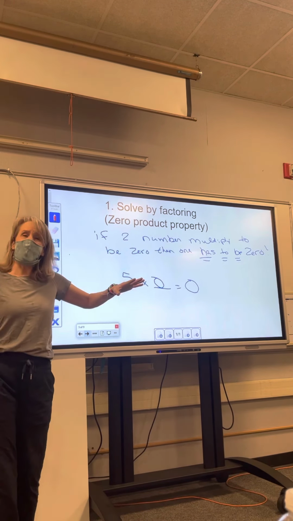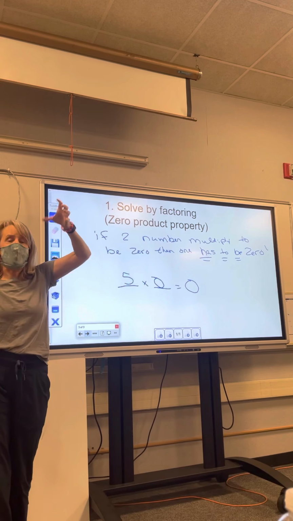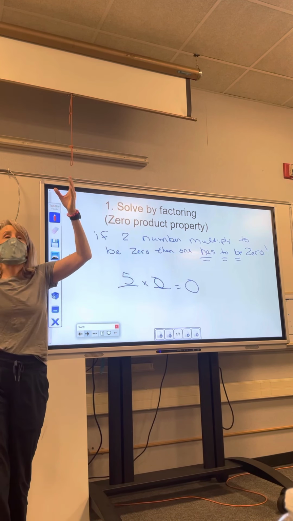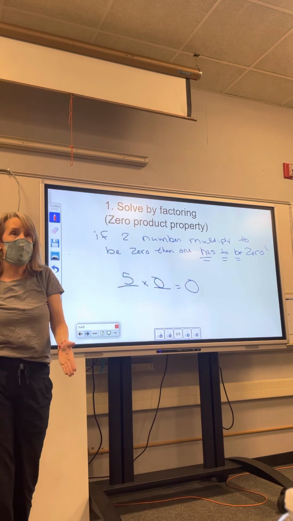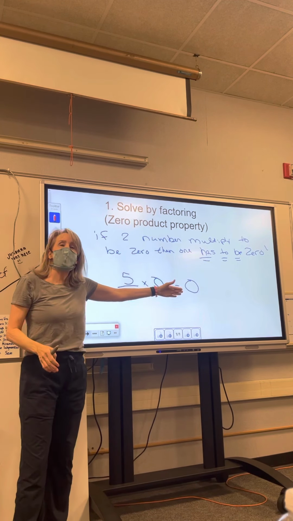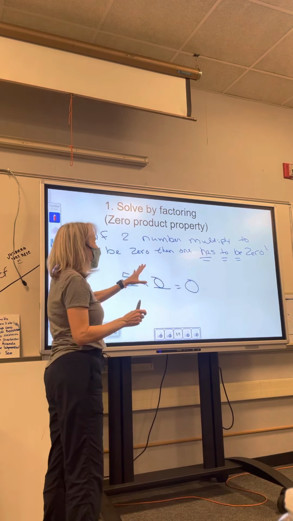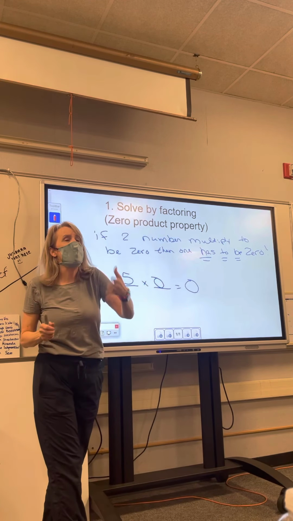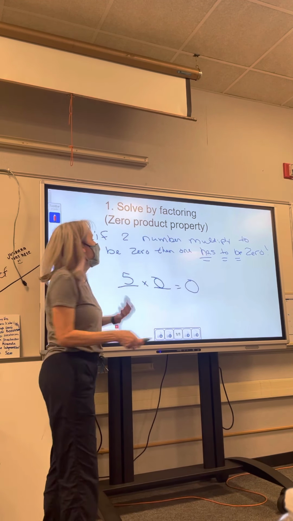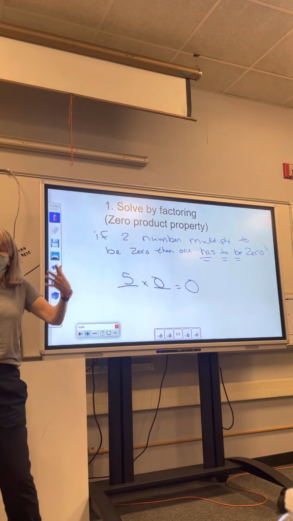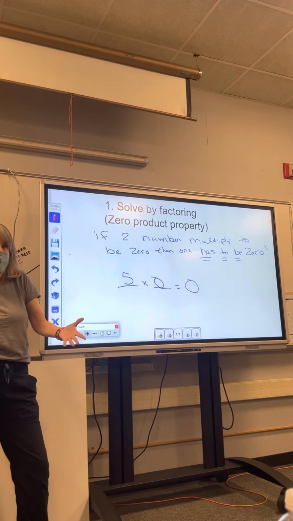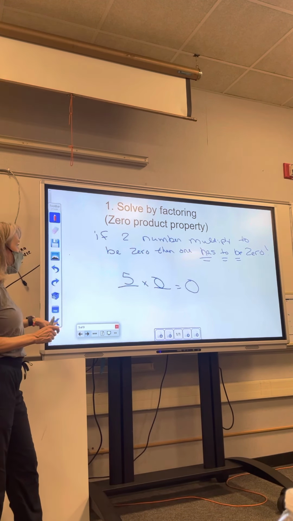So what we're doing tonight is I'm going to be having two little things, and I'm going to be setting them equal to 0 because it gives me a cool little tricky way to solve equations. So when you're thinking, Mrs. Tarantino, why do you keep wanting these to equal 0? Because that means one of them has to be 0.